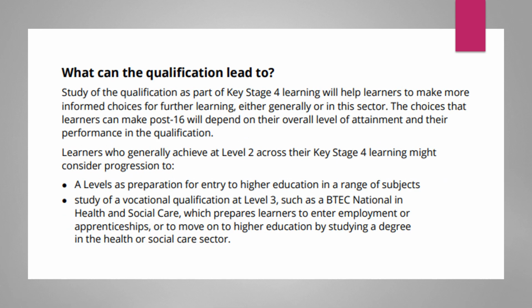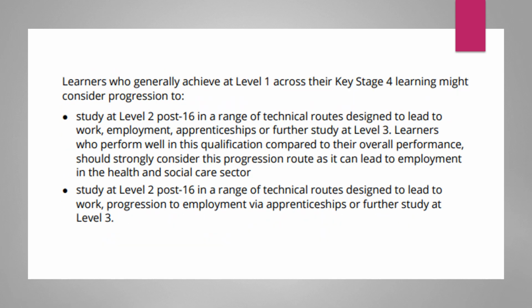Learners who generally achieve at level 2 across their Key Stage 4 learning might consider progression to A-levels as preparation for entry to higher education in a range of subjects. Study of a vocational qualification at level 3, such as a BTEC National in Health and Social Care, prepares learners to enter employment or apprenticeships, or to move on to higher education by studying a degree in the health or social care sector. Students who achieve level 1 will be required to repeat level 2 at college before then looking at level 3, or they can go into the workplace whilst continuing their studies.